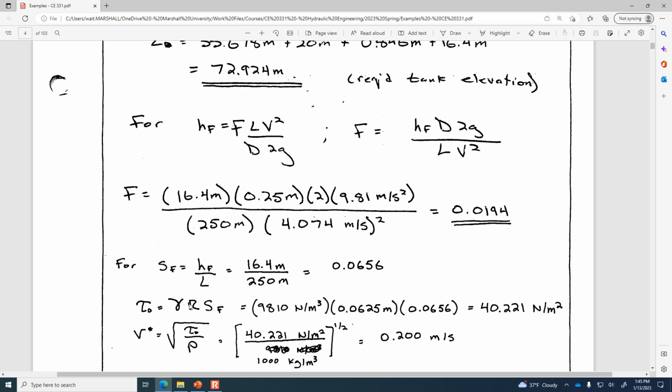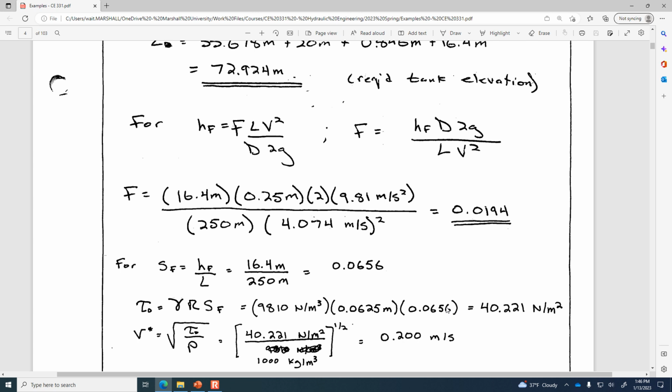Okay, so shear stress has the unit weight of the liquid, a hydraulic radius, and of course this is a circular pipe where the water's flowing full, so it's just the diameter divided by 4 for the hydraulic radius, and then we use the slope of the energy grade line, which we just estimated. So 40.2 newtons of force are being applied to the water for every square meter of area that the water is in contact with the pipe surface. That's the amount of shear stress that's being applied.